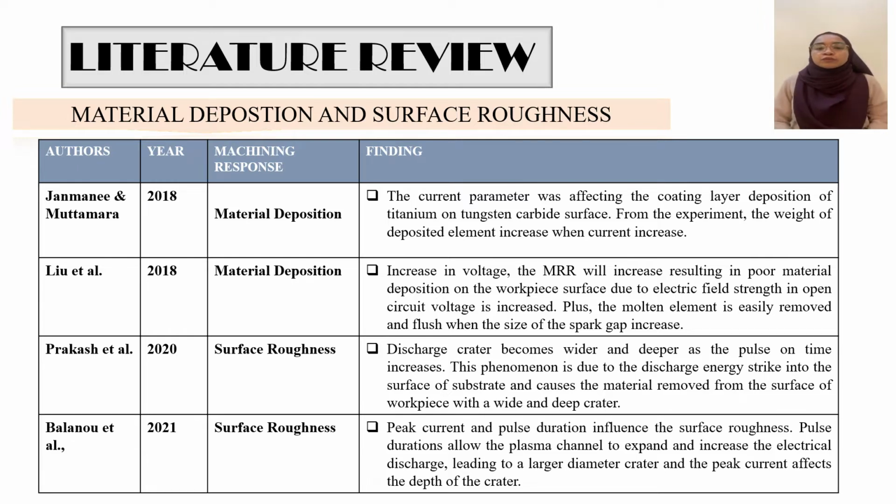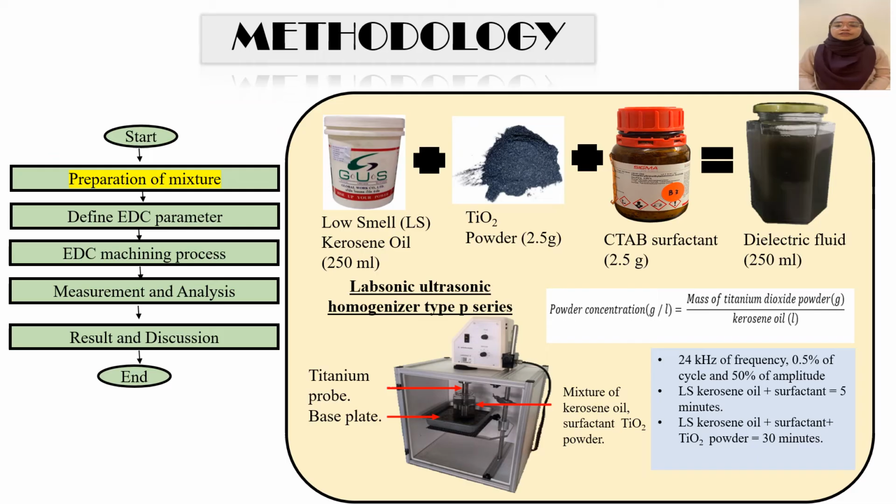What I can conclude from this literature review is that peak current and pulse on time play an important role compared to discharge voltage in controlling the electrical spark discharge. The material deposition will show the material that is attached at the coating surface after the experiment. The parameters such as discharge voltage, peak current, and pulse on time play an important role in determining the material deposition on the coating surface. Continue to the methodology.